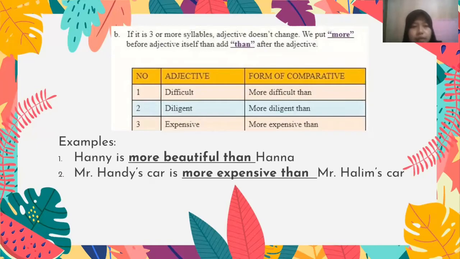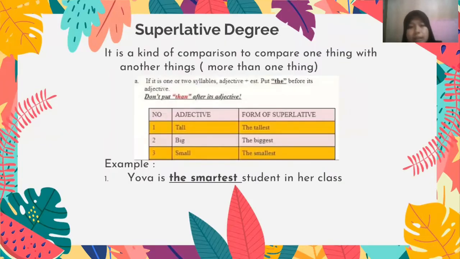Rule B. It is three or more syllables, the adjective doesn't change. We put more before the adjective itself, then put than after the adjective. Example: Hani is more beautiful than Hannah. Mr. Handi's car is more expensive than Mr. Halim's car.